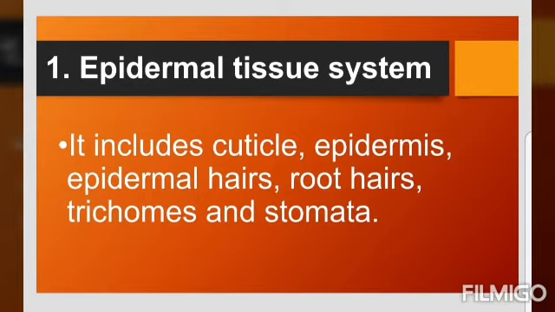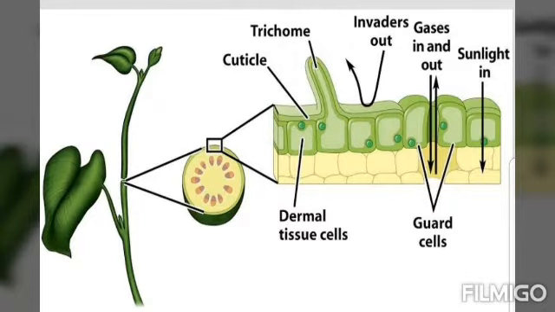The epidermal tissue system forms the outermost covering of the whole plant body and comprises epidermal cells, stomata, and the epidermal appendages, the trichomes and the hair. The epidermis is the outermost layer of the primary plant body. It is made up of elongated, compactly arranged cells which form a continuous layer.